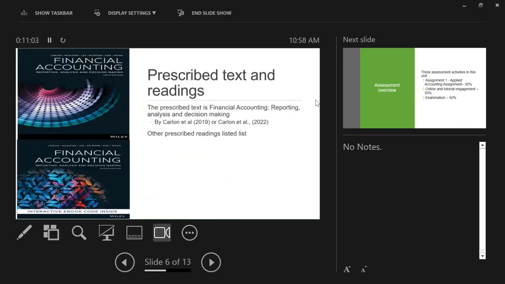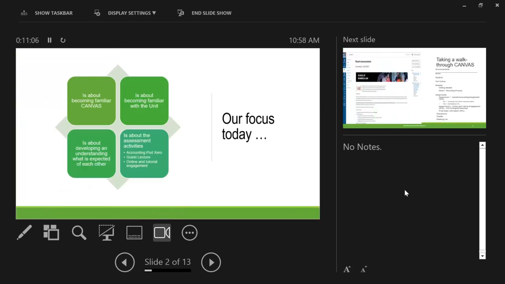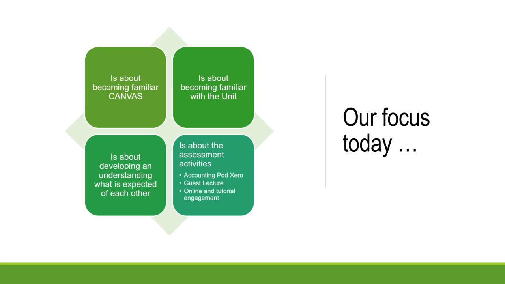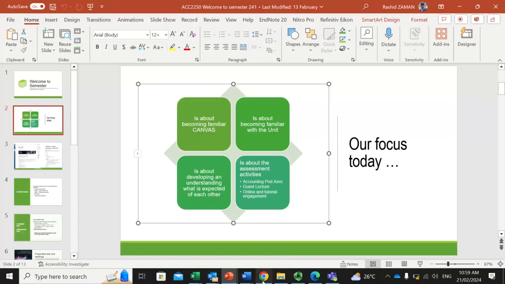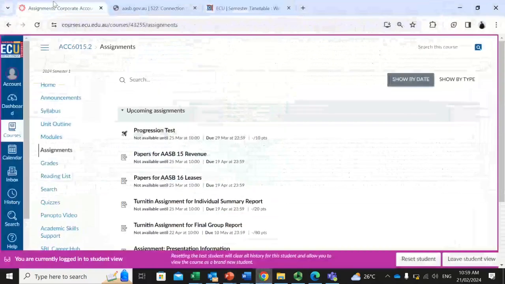And let me walk through the Canvas side. Anybody who doesn't know the Canvas yet, or who hasn't logged in? No? Everybody has logged in, has checked that one? Okay, that's perfect. But still, for those who haven't, I'll just quickly go through it.